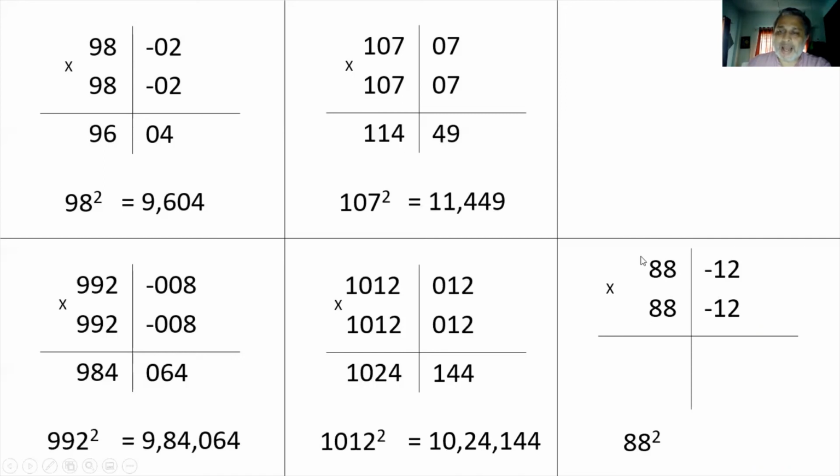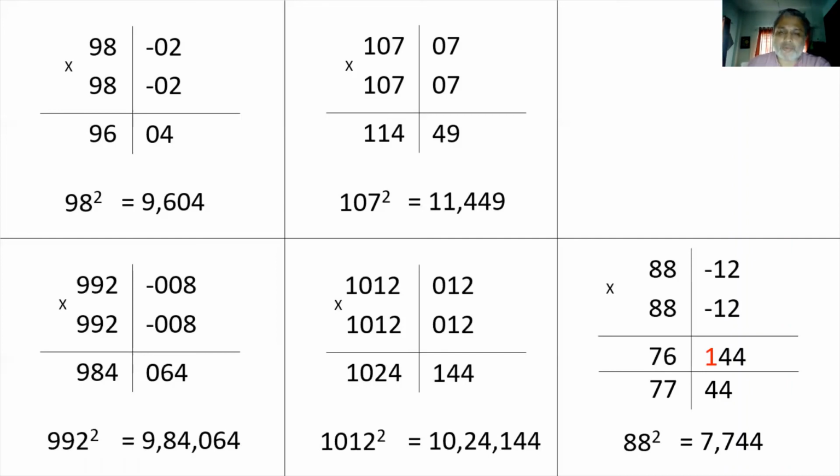Now the next step is you have to add the cross numbers. So 88 minus 12, you will get 76. And now you have to multiply the distances. So minus minus will become plus, and 12 into 12 is 144. We cannot write 144 in 2 digits because the closest base is 100. That means we have to consider this 1 as a carry, and this carry is forwarded to the next section. So 76 will become 77, and the remaining number 44 remains as it is, and that is your answer. 7744 is the square of 88.